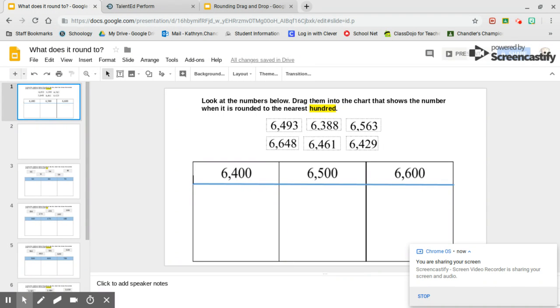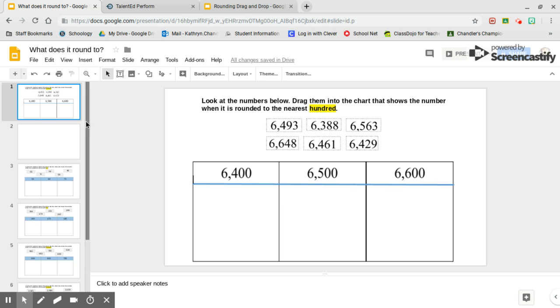Hey, third grade, I wanted to make a video today that is going to show you how to do this specific type of rounding problem. You guys have really worked hard on rounding, learning to go to the nearest 10, nearest 100, and nearest 1,000. And I wanted to show you a quick video that will show you how to do a specific format of rounding.